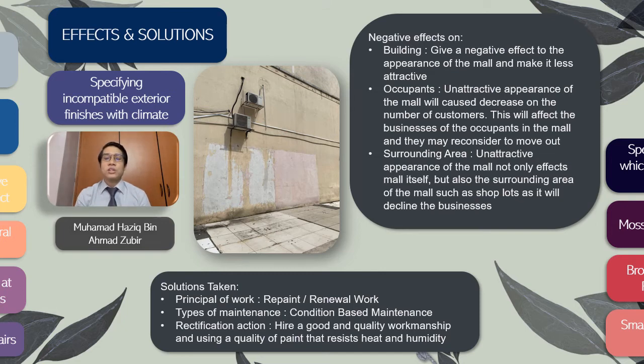Negative effects on surrounding area. Unattractive appearance of the mall not only affects the mall itself, but also the surrounding areas of the mall, such as shop lots. For the solution, principle of work, repaint or renewal work, type of maintenance, condition-based maintenance, rectification action, hire good quality workmanship, and use quality paint that resists heat and humidity.